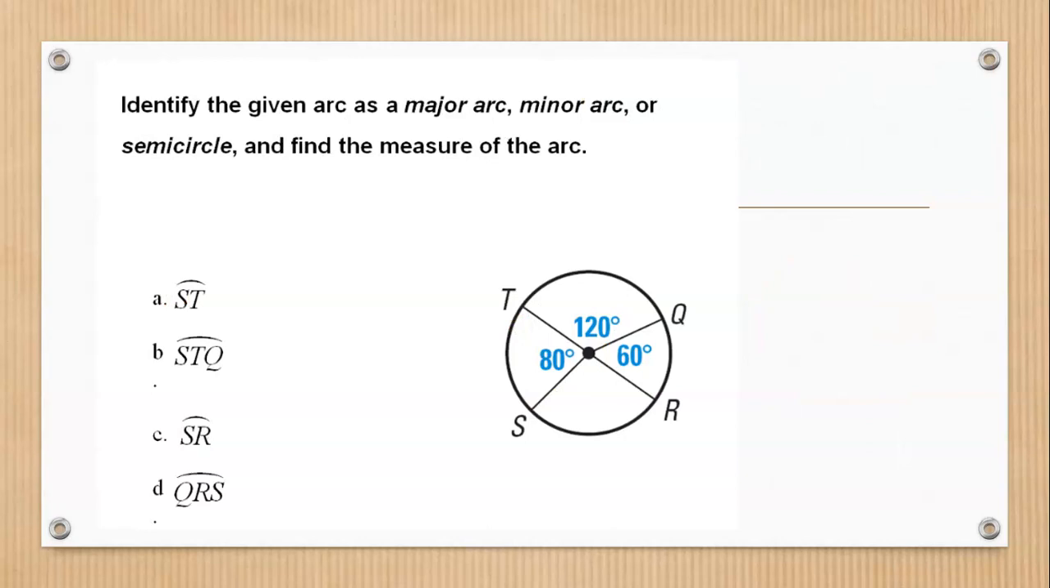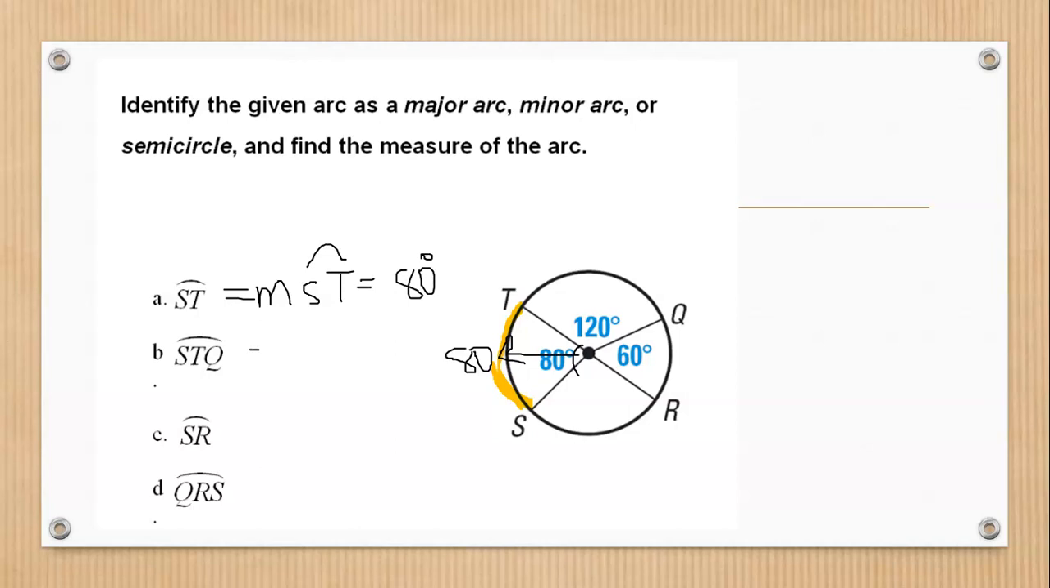So let's try some. Let's try A. Arc ST. Here's S to T. And I knew it was that versus this, right? Because it only had 2 letters. So remember, we used 2 letters to identify minor arcs. So here the angle measure is 80, which means the arc measure is going to be 80, since that's a central angle. So the measure of ST is 80 degrees.